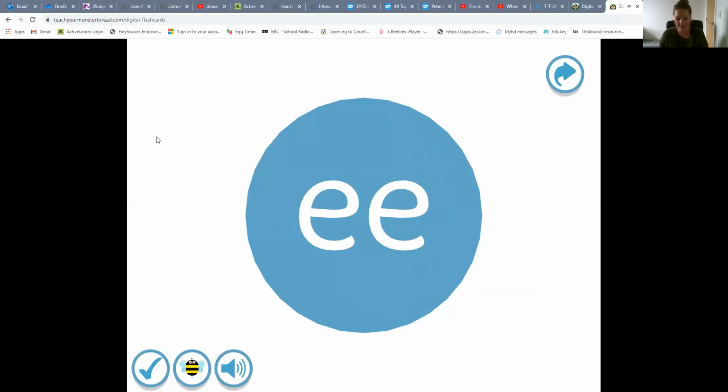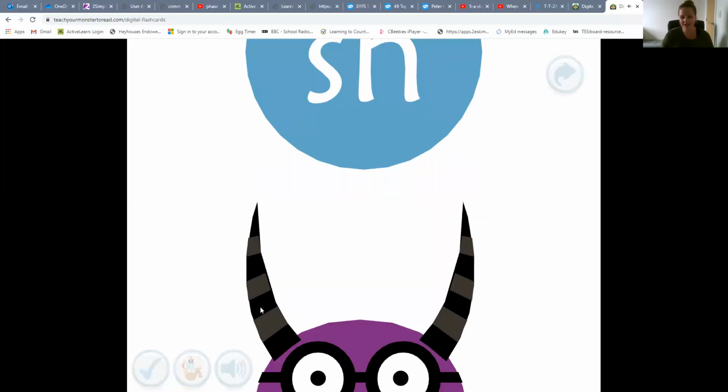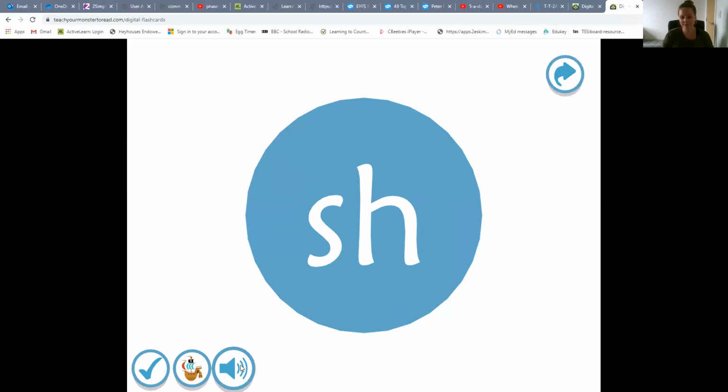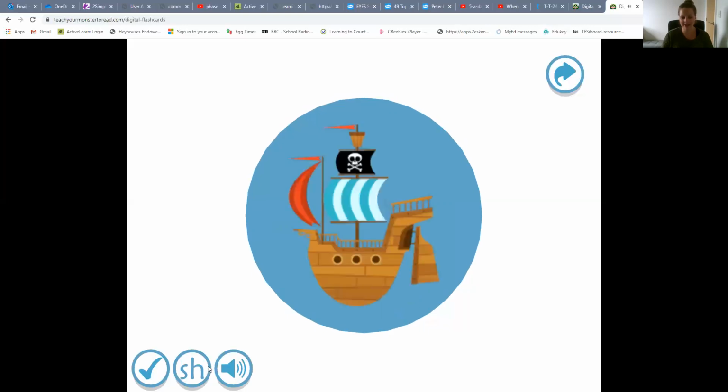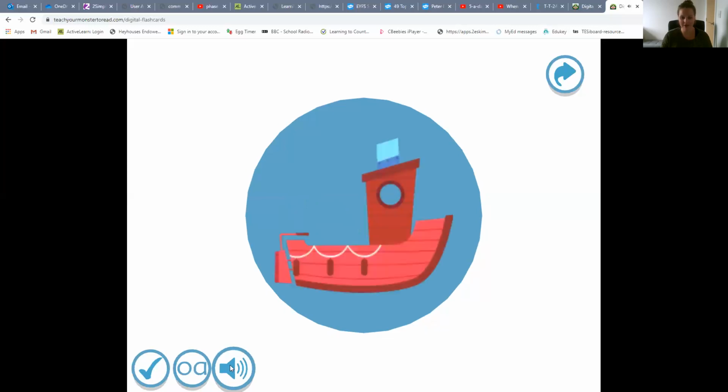What sound do these two letters make? E. Well done, if you got it right, like in the word be. Give yourself a tick if you got it right. This one? Sh. Like in the word ship. How about this one? O. Well done, like in the word boat.